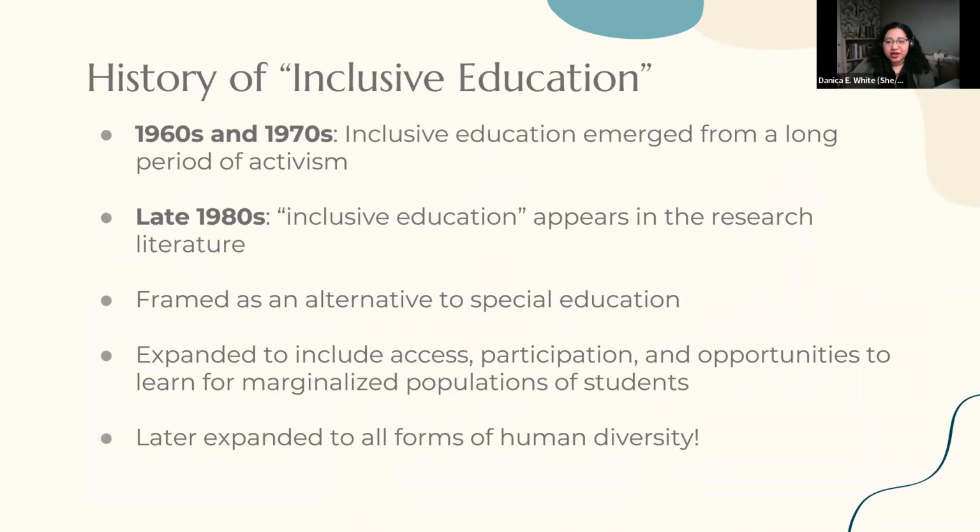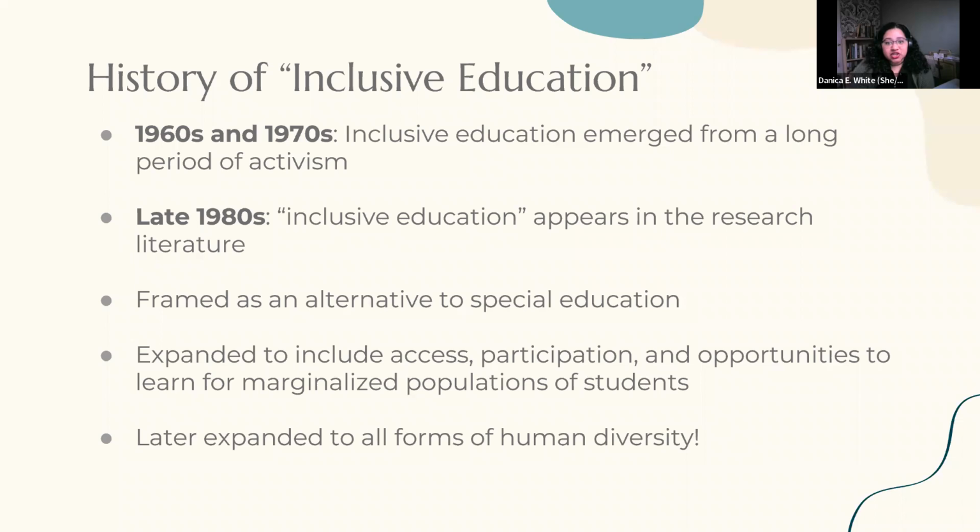Thank you. So yeah, let's begin with the history of inclusive education. The idea of inclusive education first emerged from a long period of activism in the 1960s and 1970s, but it didn't appear in the research literature until the late 1980s. It was first discussed as part of disability justice advocacy and a desire for students with disabilities to have access to mainstream educational resources.